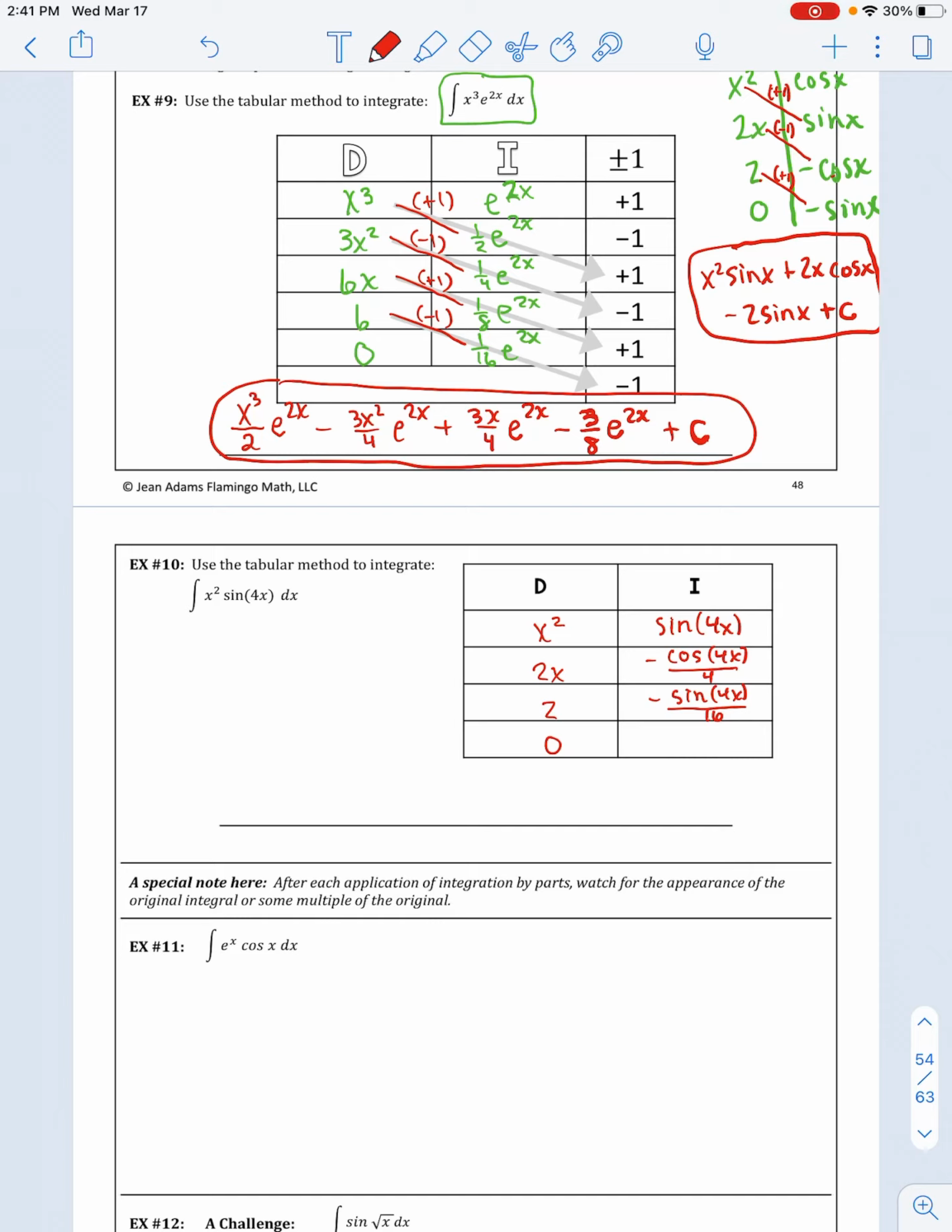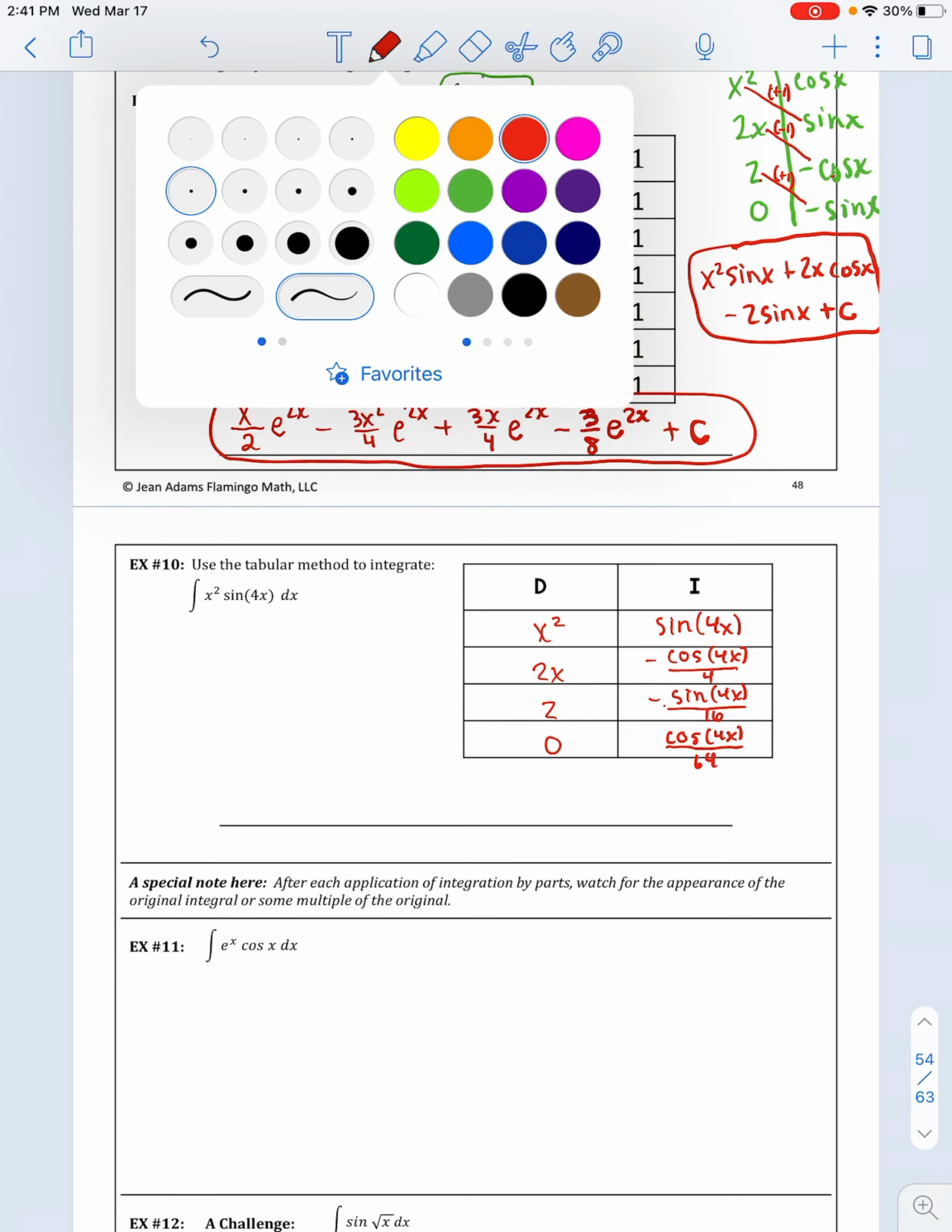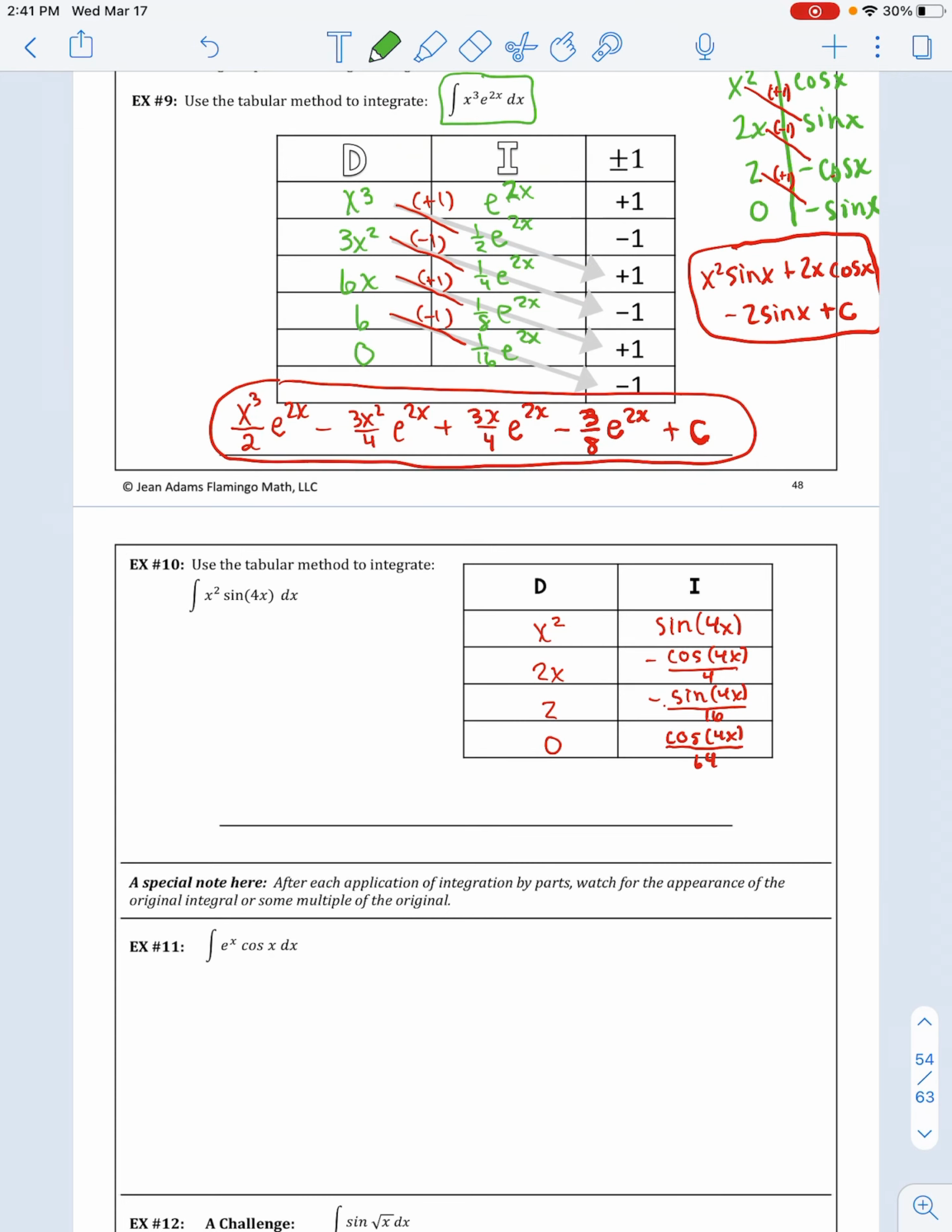And then the next one, what can we take the derivative of that will give us negative sine? That would be positive cosine. So we've got cosine of 4x, but then we would be dividing by 4, and 16 times 4 is 64. Okay, so we've got that filled out. Now let's go ahead and connect. Remember our +1, -1, +1. So this +1 gets multiplied times the negative, and the x squared over 4.